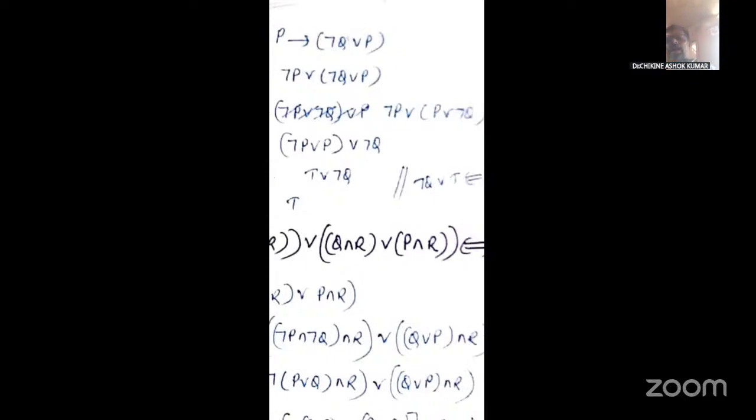So apply that principle. It will become negation P union P, union negation Q. So what is negation P union P? Yes, it is always true. True union negation Q. So true with any proposition union, I am applying the disjunction condition. If it is true, union with any proposition, the result is always true only. So I proved the LHS quantity tends to true. The RHS quantity also tends to true.